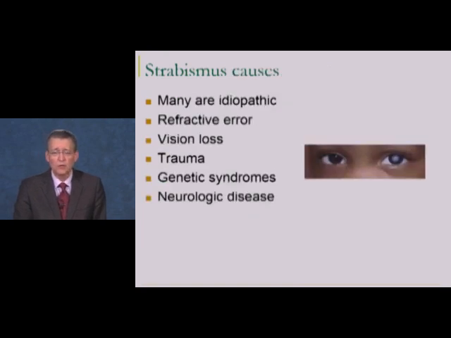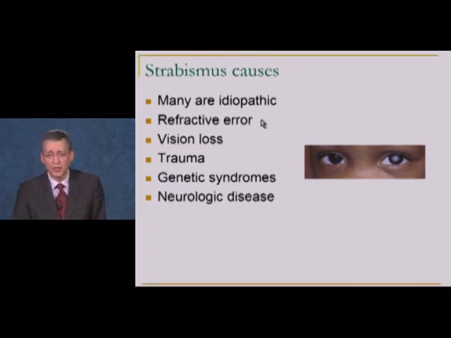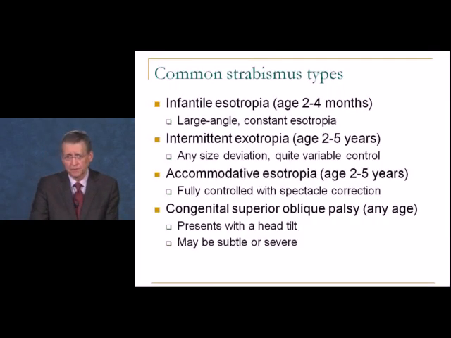So as to what causes this to happen, many cases are idiopathic. And there's a lot of debate about what's really going on there. But if there's refractive error, especially hyperopia, farsightedness, if there's vision loss, this child had a cataract and developed an exotropia because the brain didn't know where to put the eye. Genetic syndromes, neurologic disease. We'll get into this in a little bit more detail.